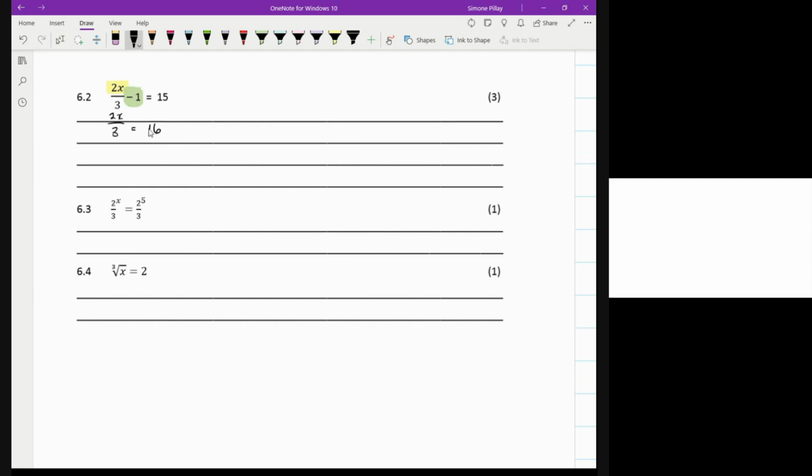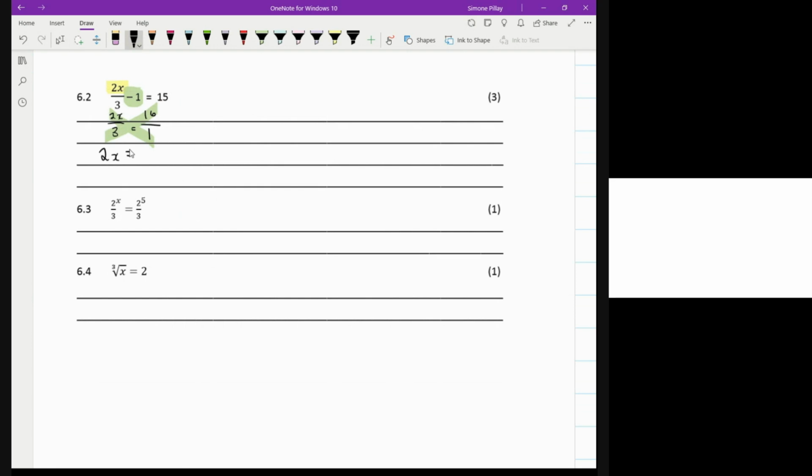Now, what I want you guys to see is there are 2 methods that we could use here. The one method is this. It equals 16, but 16 can also be written as a fraction, and that is 16 over 1. When we have 2 fractions that are equal to each other, we can cross multiply, and those will become equal to each other. So 2x times 1 is 2x, and 3 times 16 is, what is 3 times 16, somebody?